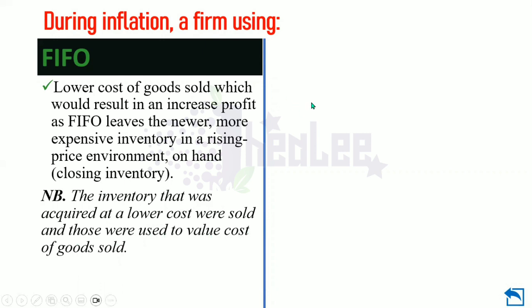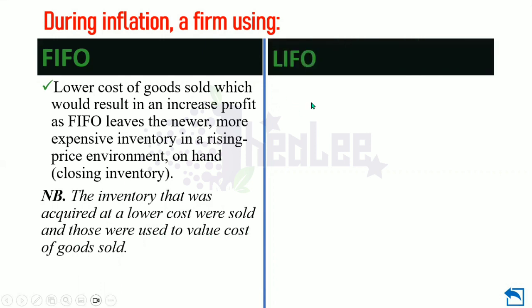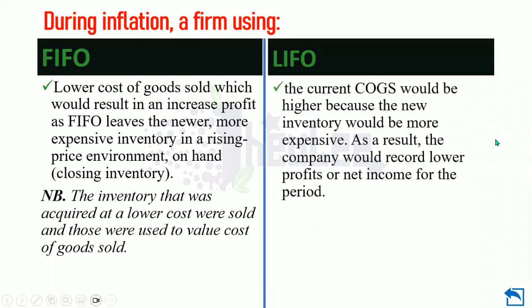Let us look at last in first out. Now, a firm using last in first out method would notice that the current cost of goods sold would be higher because the new inventory would be more expensive. As a result, the company would record lower profits or net income for the period. Now, in terms of the effect of first in first out and LIFO on profit, notice that under the first in first out, there is increased profit, while under the last in first out, the profit would be lower.